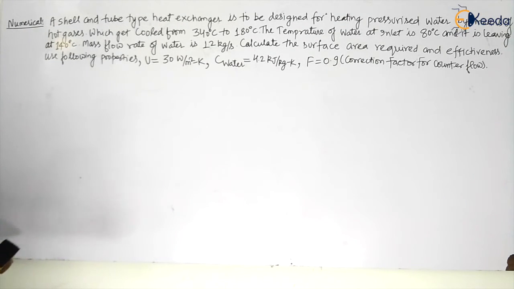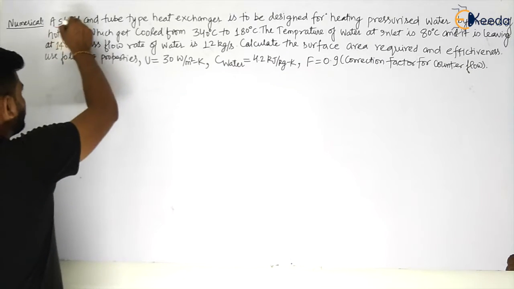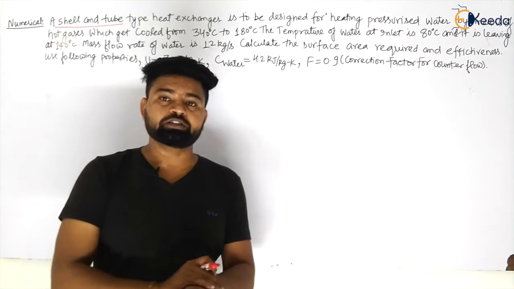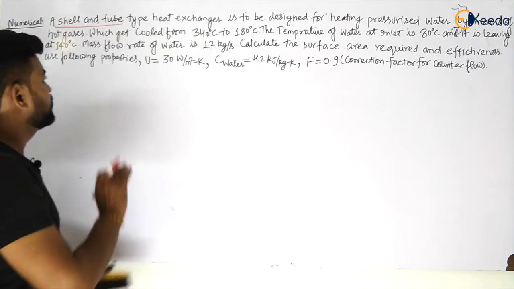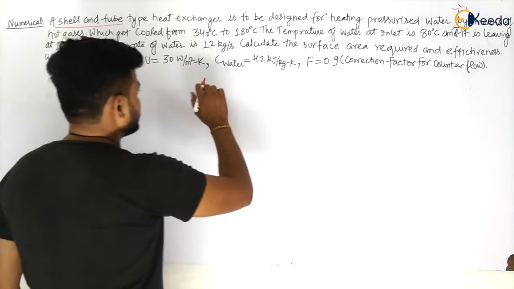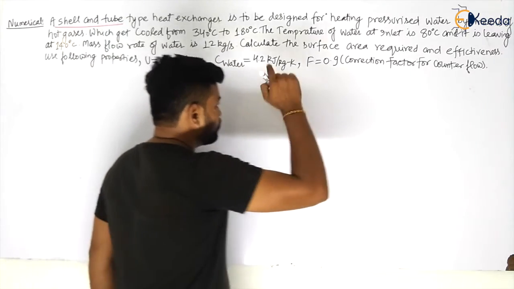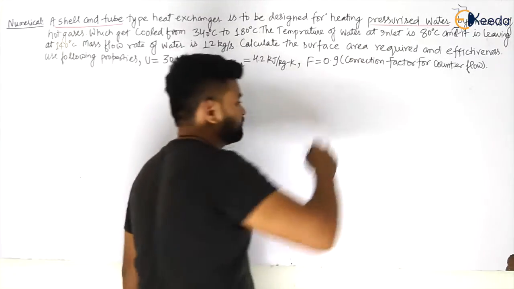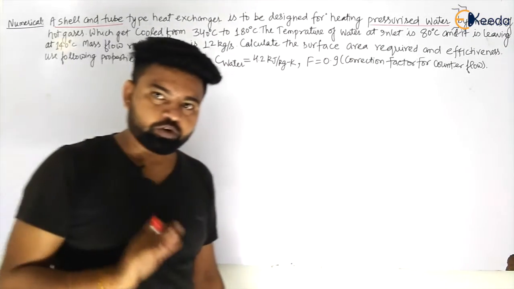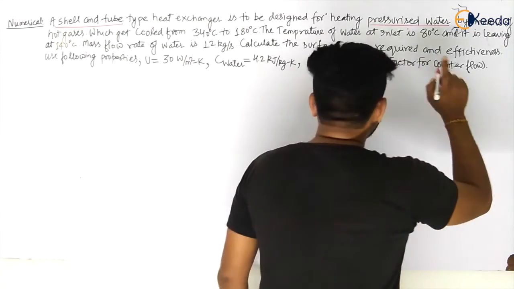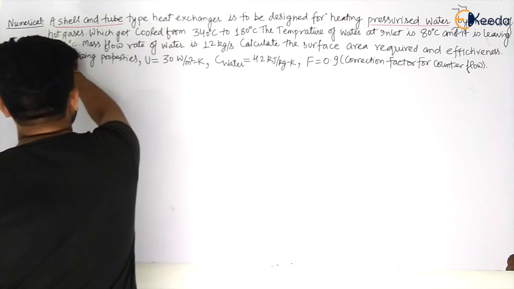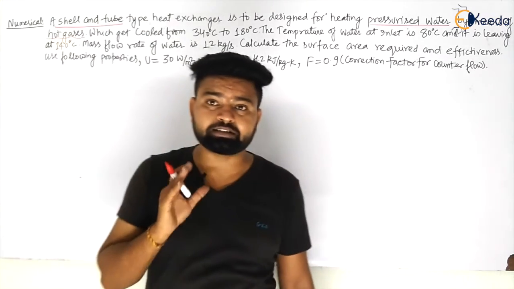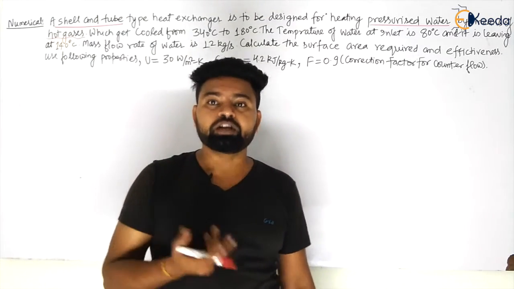A shell and tube type heat exchanger he has given, my dear students. A shell and tube type heat exchanger is to be designed for heating pressurized water. So, what is the hot fluid? Your pressurized water by means of hot gases, like something which is happening in your boiler, my dear students.